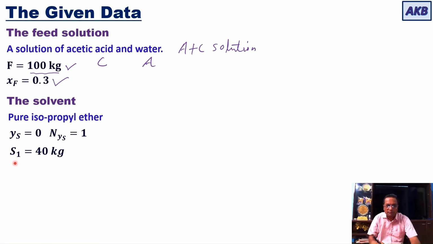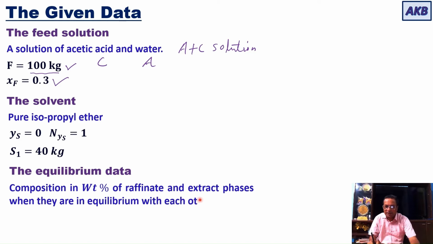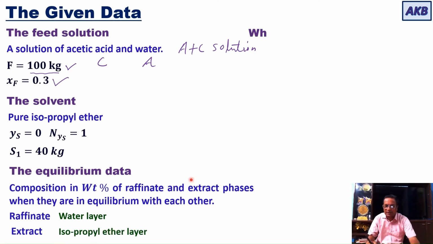And the quantity of solvent that is being used is also given to us, it is 40 kg. Solvent going to stage number 1, I am denoting that as S1. So S1 is 40 kg. Then the equilibrium data is given to us. So you have composition in weight percentages of raffinate and extract phases, given when they are in equilibrium with each other. Raffinate in this case is the water layer, and the extract phase is the isopropyl ether layer.